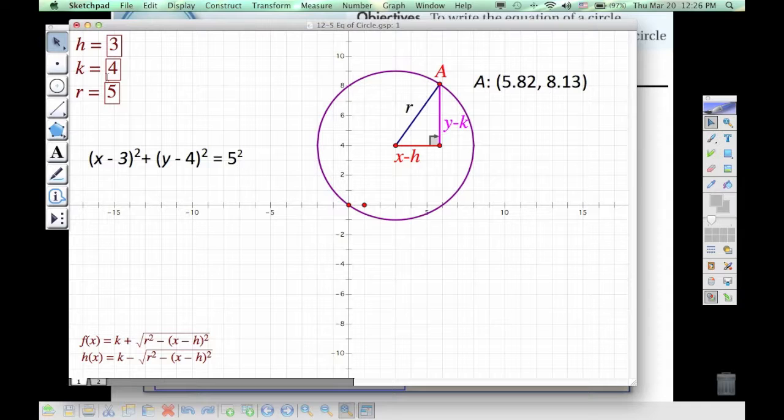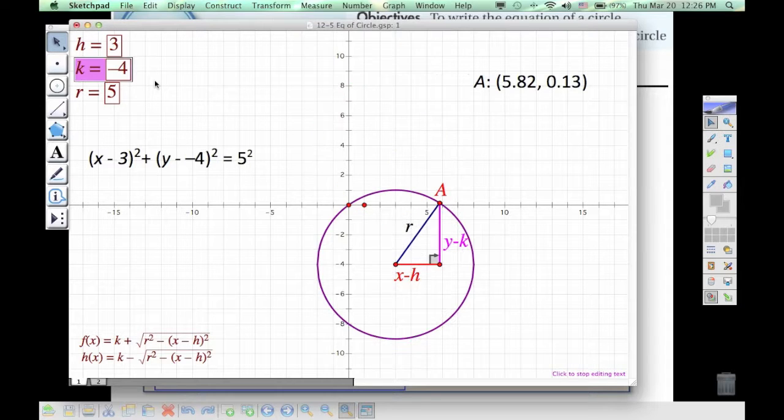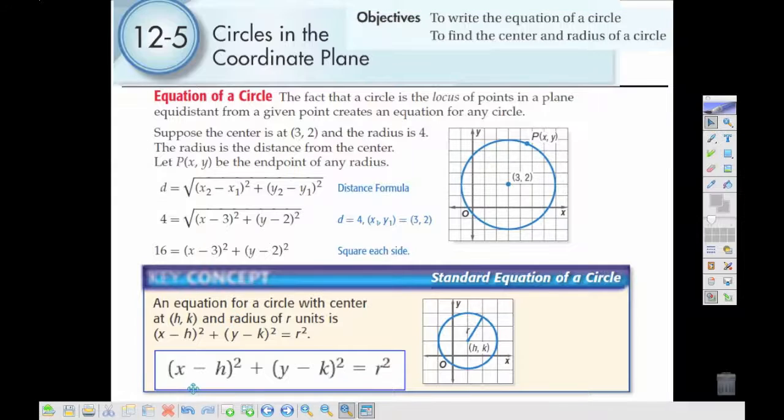If I make small changes to this, for example, if I make this value a negative k, then that would move my center point down, changing my formula here so I have a minus and negative here. And so our equation would be this.